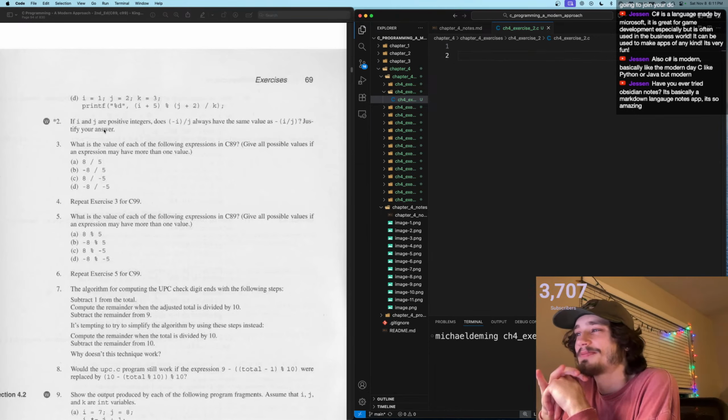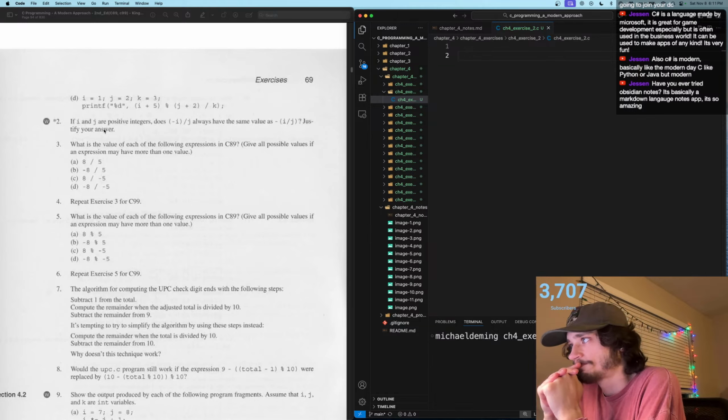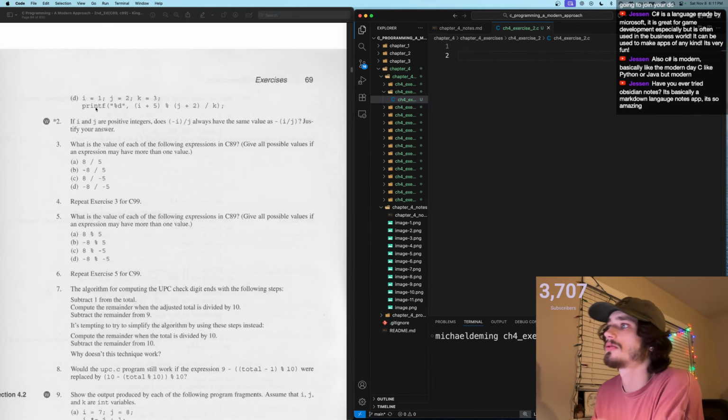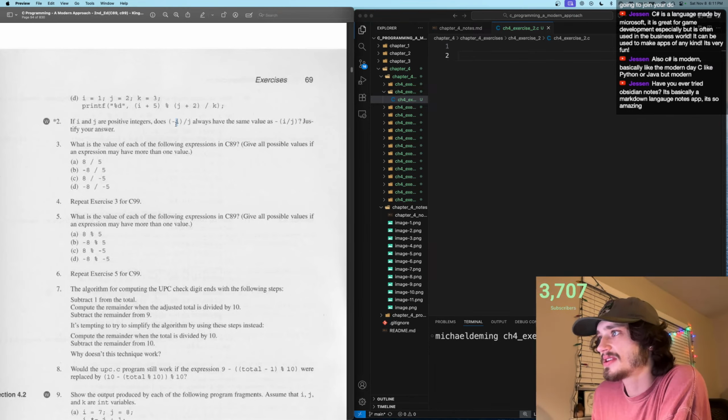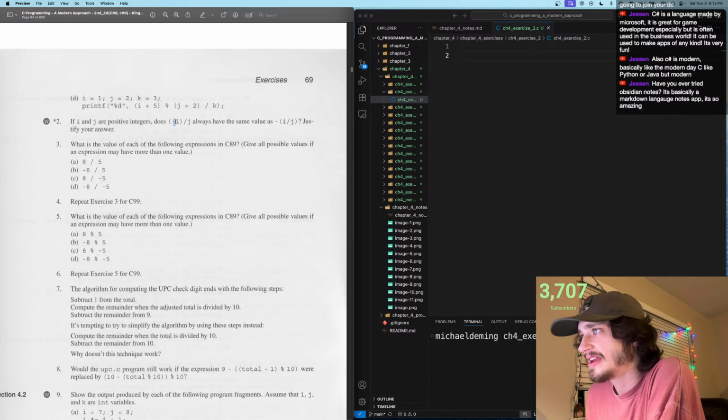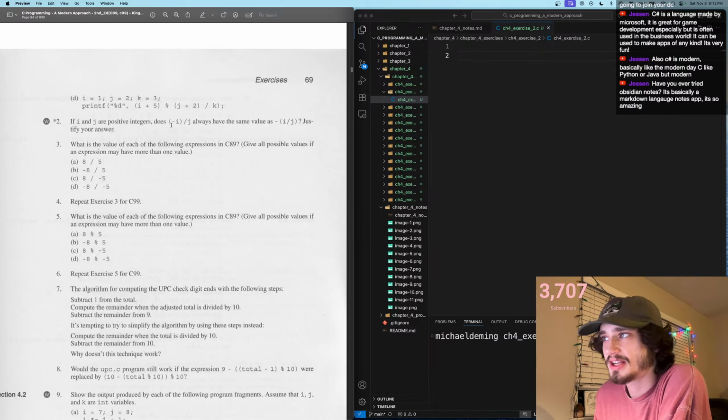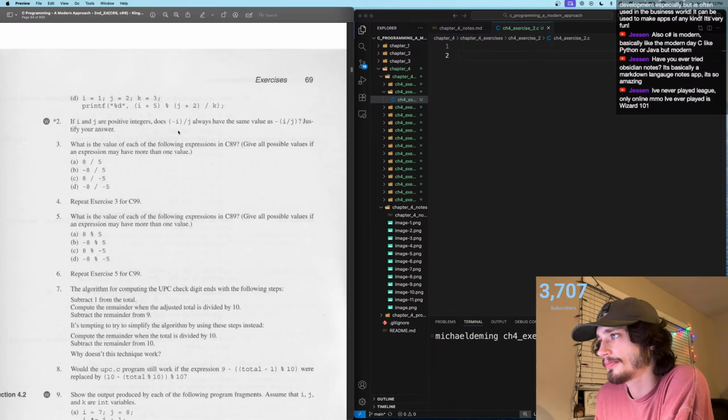Number 2, if I and j are positive integers, does (-I) divided by j always have the same value as -I divided by j? Justify your answer. So this always sets I to be affected by a negative out front, right? So in this case, if I is positive and j is positive, the answer would be negative because I would be given a value of a negative in front, a prefix, or basically kind of multiplied by -1, essentially.